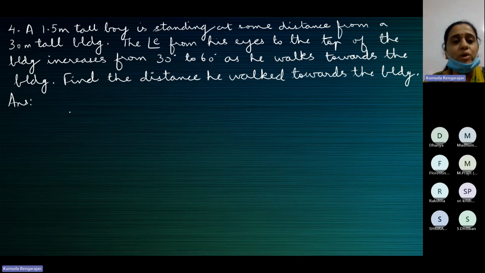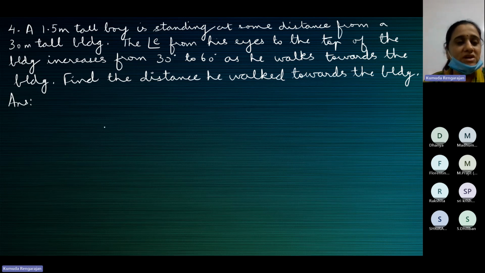So a 1.5 meter tall boy. You need to represent the boy with a line segment now. Why? Because his height is known to us. When the height of the observer is not known, we take a point. When the height of the observer is known, we represent it by a line segment.